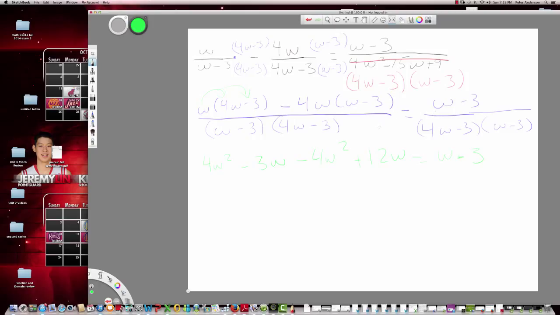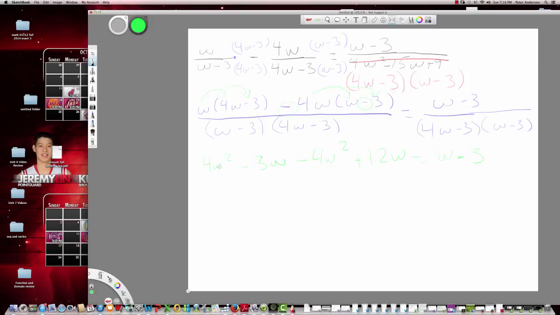Again, because the bottoms match up, I wrote them in opposite order, but they still match up, I can just concern myself with the top, and then I just distribute it. Okay. Watch the signs. Especially on the second one.